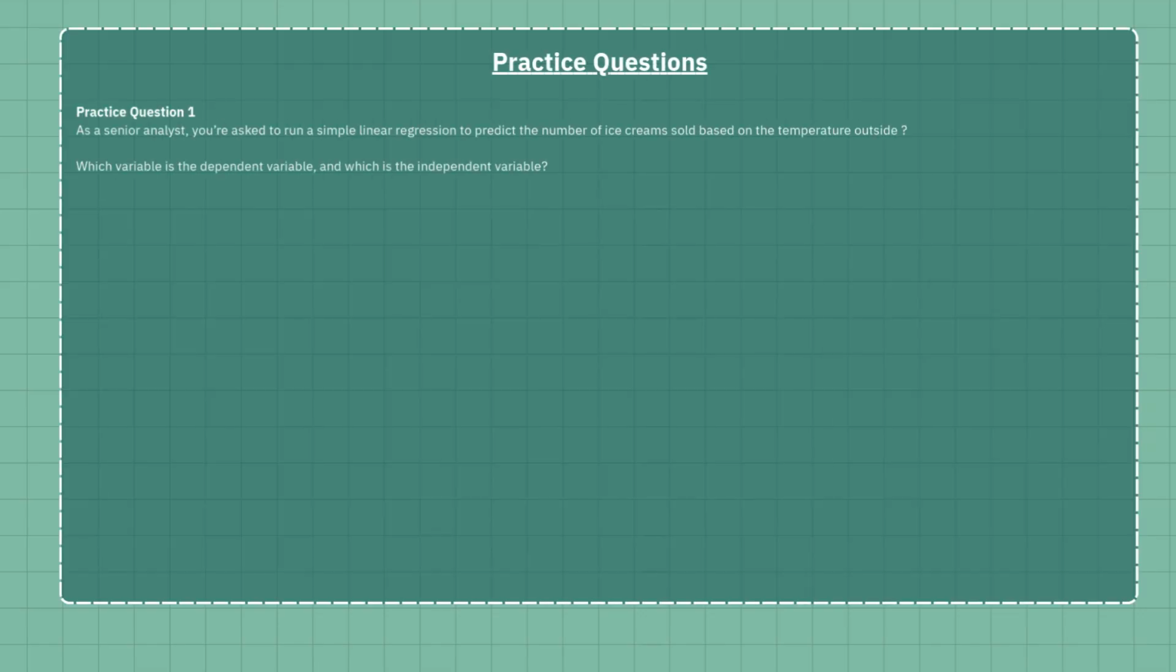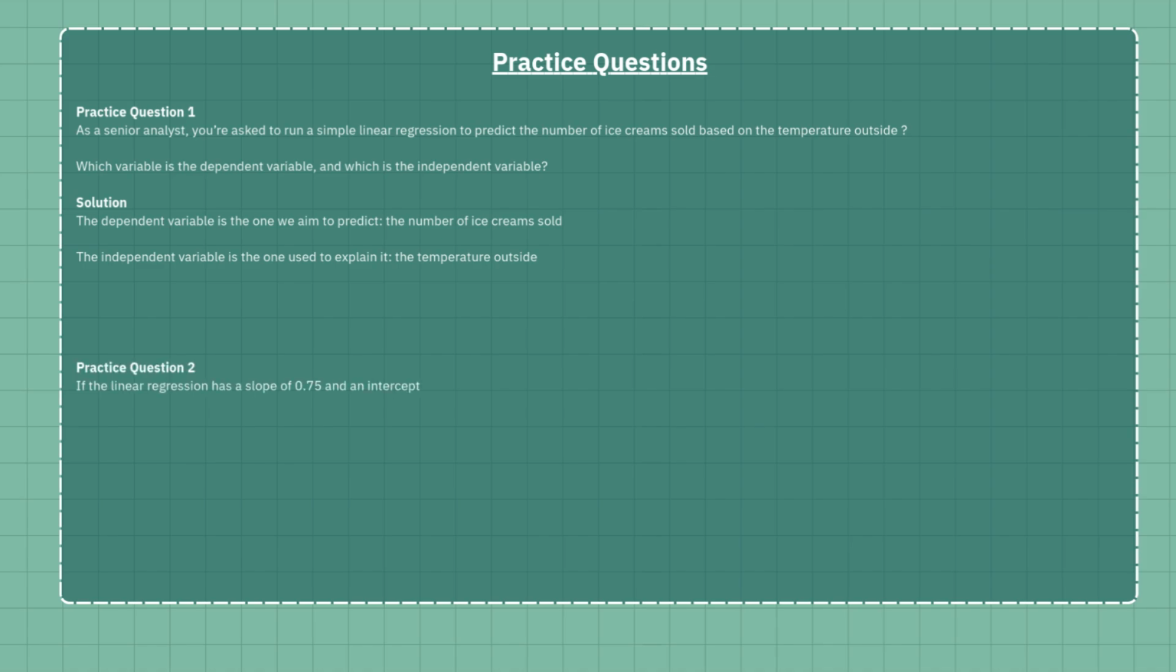Let's do some practice questions. Practice Question 1. As a senior analyst, you're asked to run a simple linear regression to predict the number of ice creams sold based on the temperature outside. Which variable is the dependent variable and which is the independent variable? Solution. The dependent variable is the one we aim to predict, the number of ice creams sold. The independent variable is the one used to explain it.